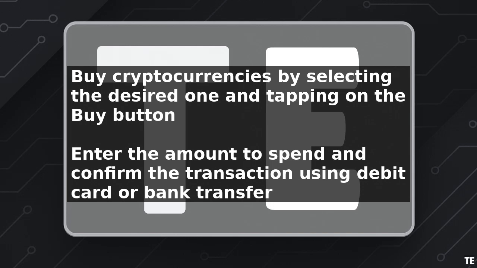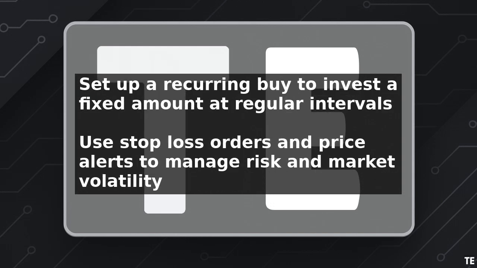It is essential to note that buying and selling cryptocurrencies involves risks, and you should only invest what you can afford to lose. Revolut provides a range of tools and features to help you manage your risk, including stop-loss orders and price alerts. A stop-loss order allows you to automatically sell a cryptocurrency when it falls to a certain price, while a price alert notifies you when a cryptocurrency reaches a specific price.